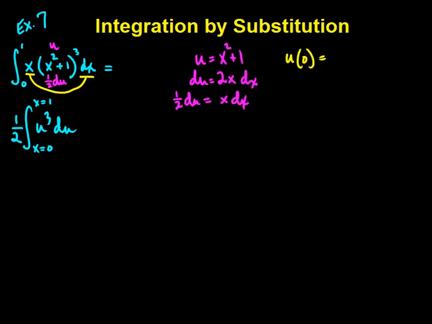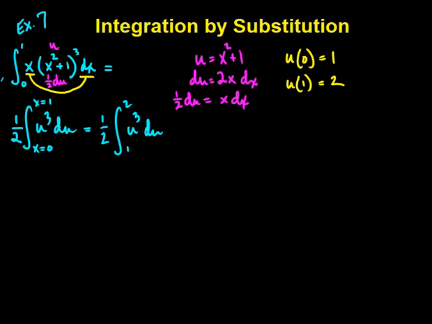So when x is equal to 0, u will just be 1. And when x is equal to 1, u will be 2. So instead of integrating on x from 0 to 1, we're going to integrate on u from 1 to 2. And so now we have transformed the original integral into 1/2 integral from 1 to 2 of u to the third du, and we're ready to go.